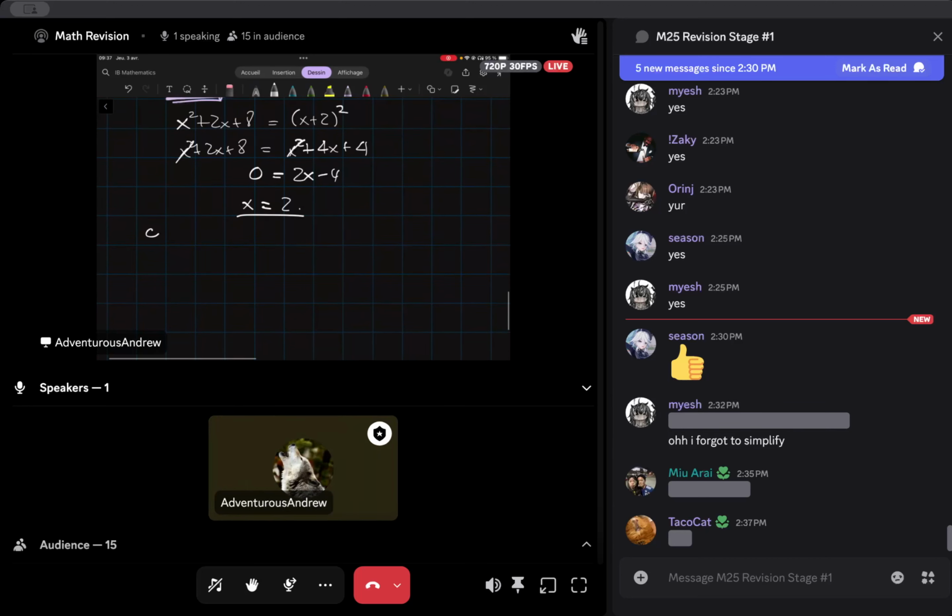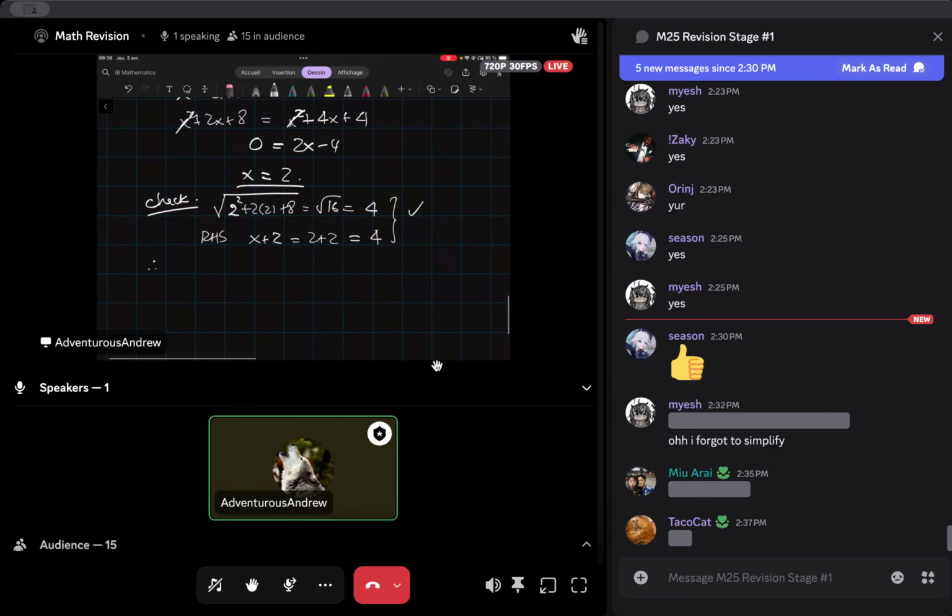Does it actually work? Check. Left hand side, we get the square root of 2 squared plus 2 times 2 plus 8, or square root of 16, or 4. Right hand side, we have x plus 2, or 4. They're equal, we're good to go. Therefore, x equals 2 is a solution.